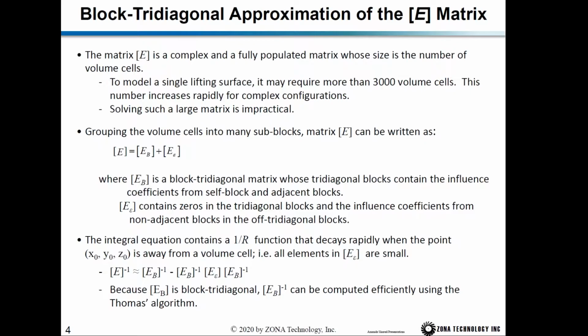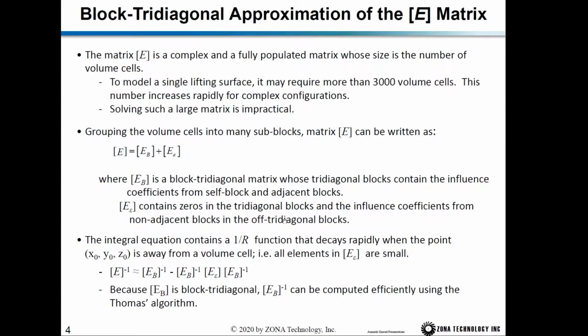So we use a block tridiagonal approximation to decompose the matrix E. We can split the matrix E into two matrices. One is called E sub B, and one is called E sub epsilon. E sub B is a block tridiagonal matrix whose tridiagonal blocks contain the influence coefficients from the self block and adjacent blocks. And E sub epsilon contains 0 in the tridiagonal blocks, and the influence coefficients from the non-adjacent blocks in the off-tridiagonal blocks.